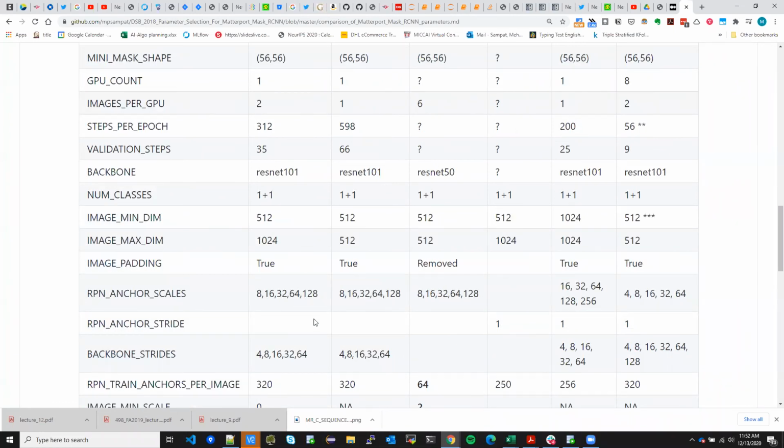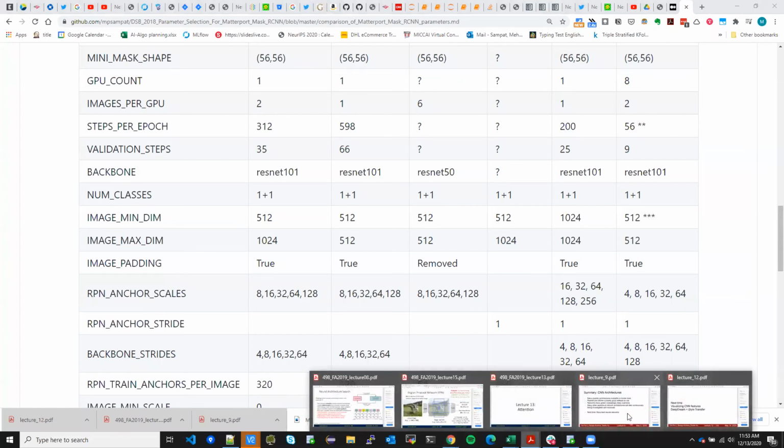So Rekil, what you were saying, because you don't know the scale of your object beforehand, you might try different scales for your anchor boxes. Right. Yeah.